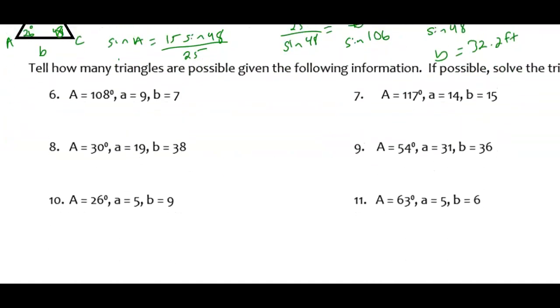All right, tell me how many triangles are possible given the following information. First of all, make sure you know the difference between obtuse and acute angles. Obtuse is an angle greater than 90 degrees. Acute is an angle less than 90 degrees. All right, so let's get started. First of all, this angle is bigger than 90 degrees, so this is obtuse.